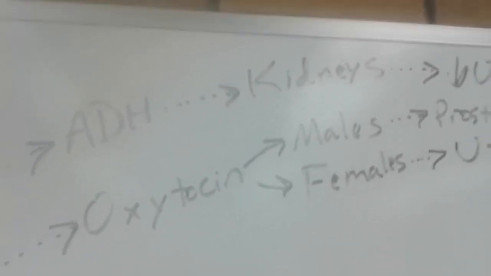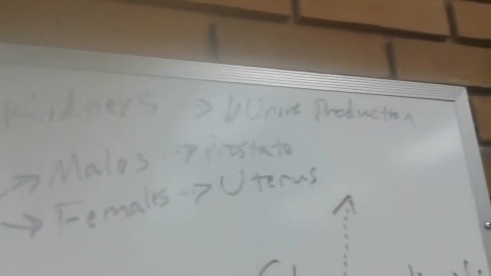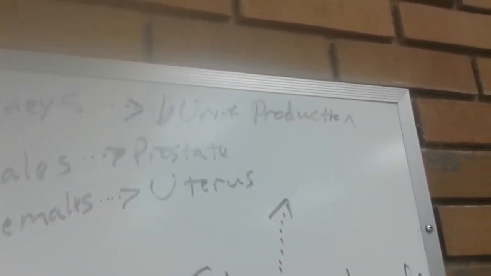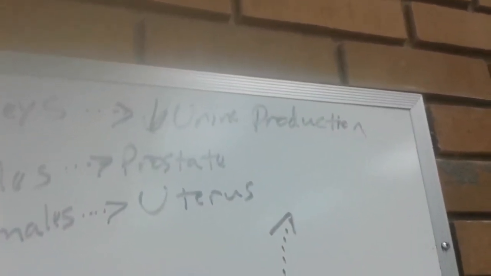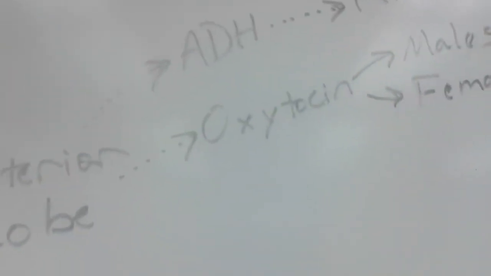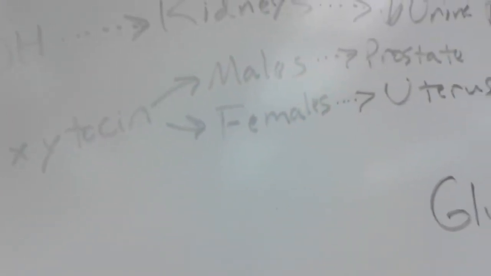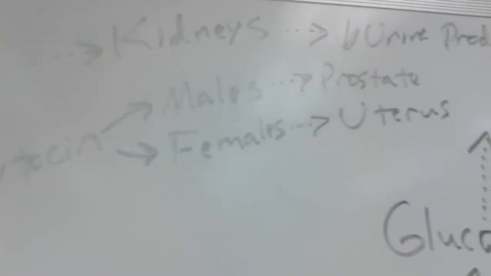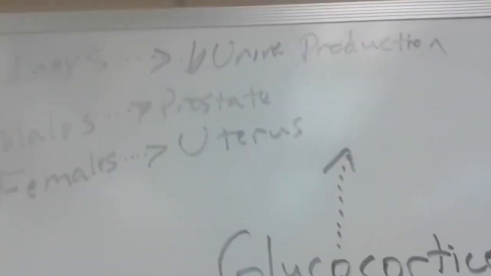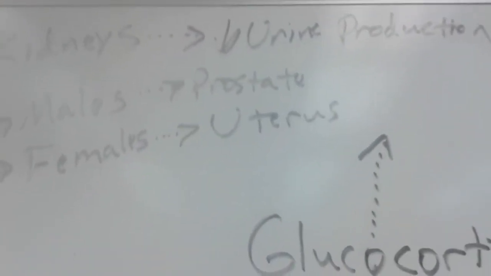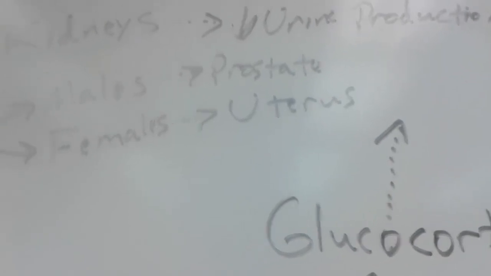We have ADH, which targets the kidneys, and the kidneys then in turn decrease urine production. And oxytocin is released in both males and females, and when oxytocin is released in males, it targets the prostate, and when it's released in females, it targets the uterus.